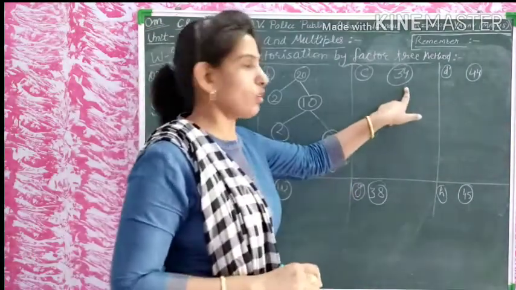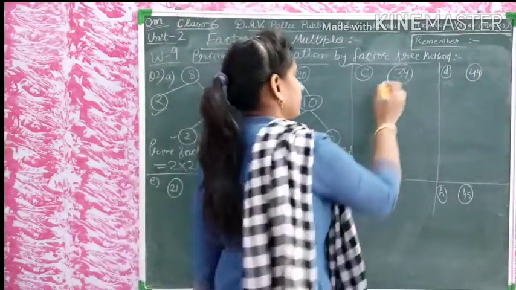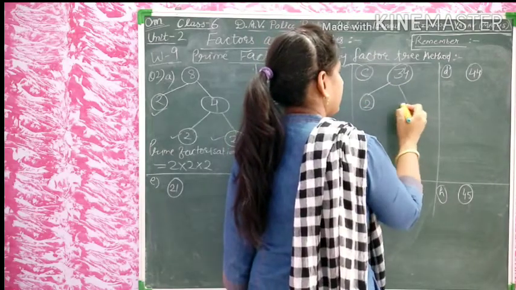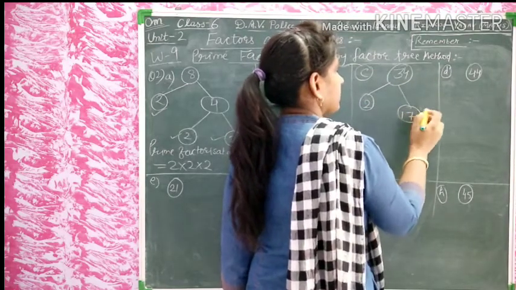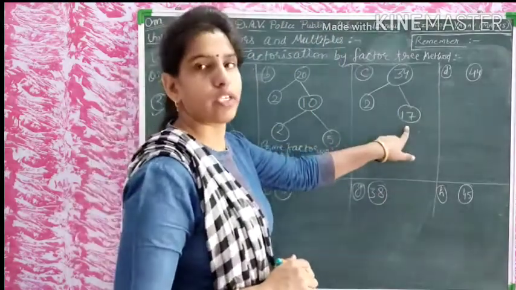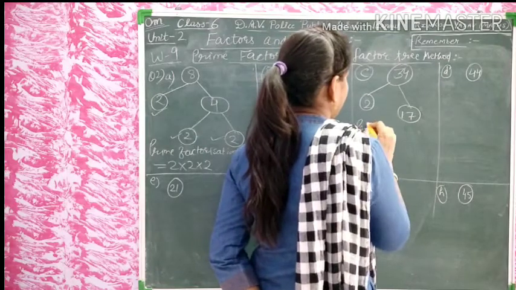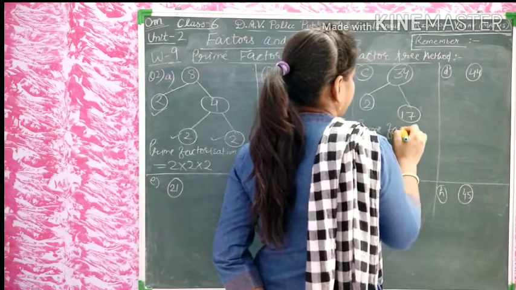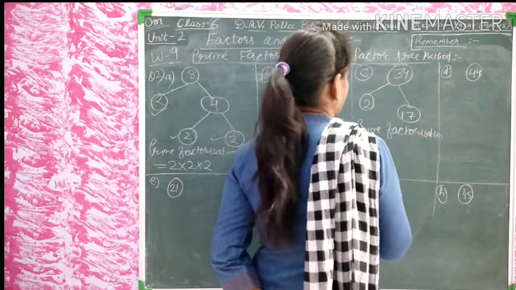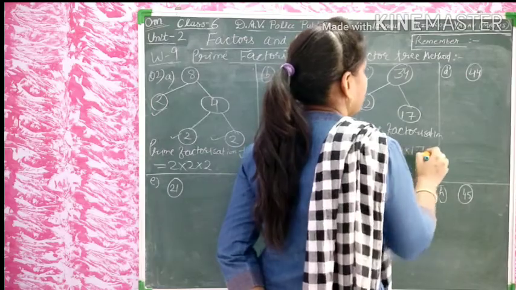Now 34 is also divisible by the smallest prime number, that is 2. So it will be divided by 2 here, and after dividing by 2, we get the quotient 17. And 17 is a prime number, so no need to divide it by any other number. So its prime factorization of 34 is equal to 2 into 17.